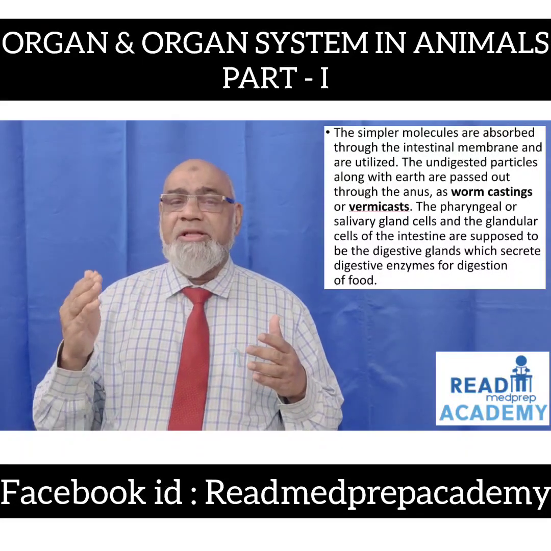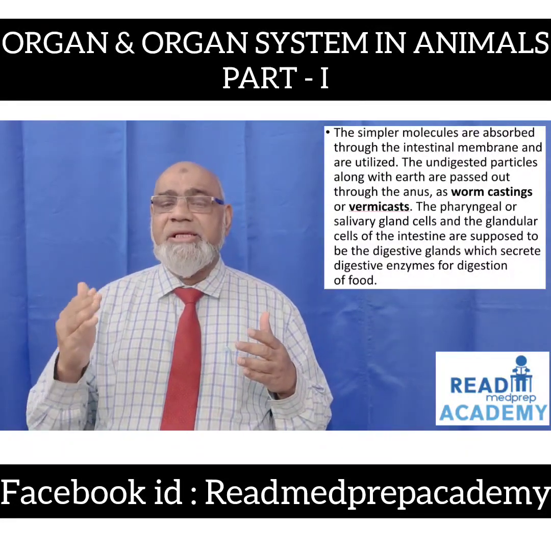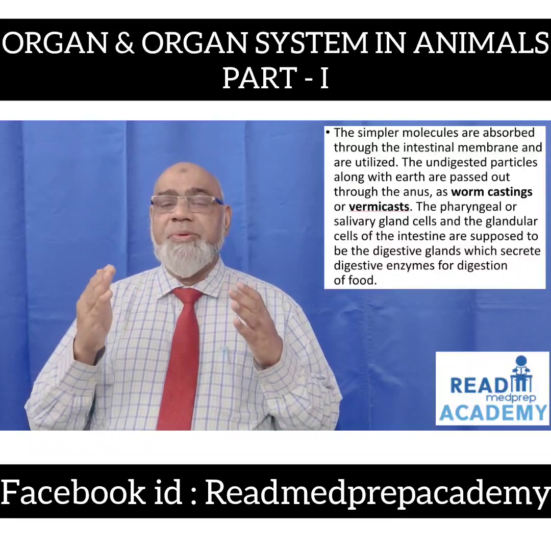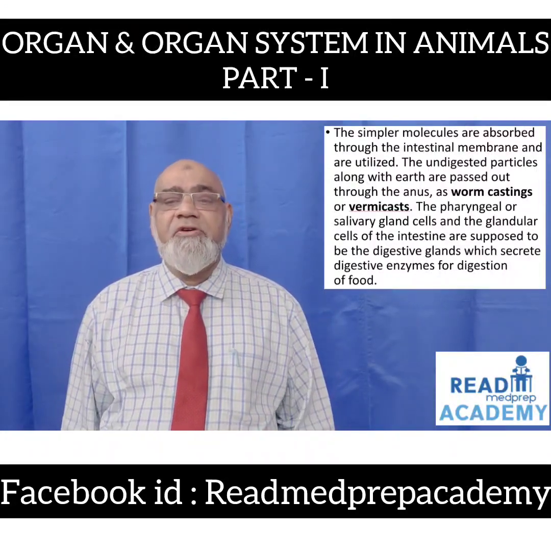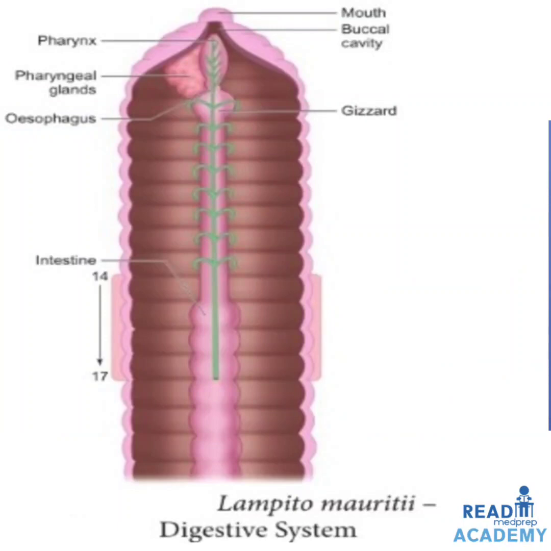The pharyngeal or the salivary gland cells and the glandular cells of the intestine are supposed to be the digestive glands which secrete the digestive enzymes for digestion of food. Here you can see the digestive system of Lampito mauritii, where you can see the mouth, the buccal cavity, the pharynx, the pharyngeal glands, the esophagus, the gizzard and the intestine which passes out through the anus.